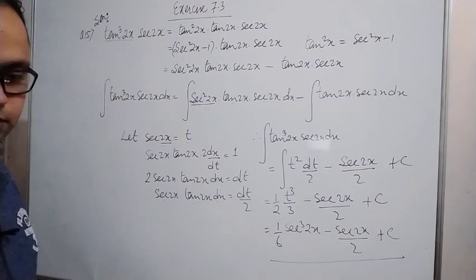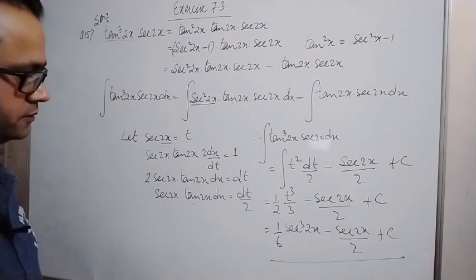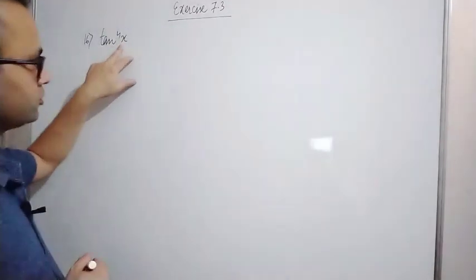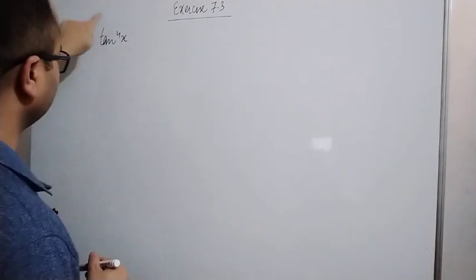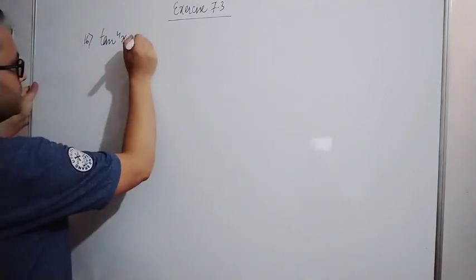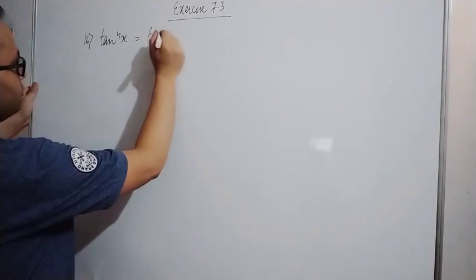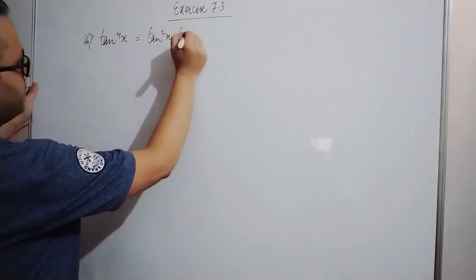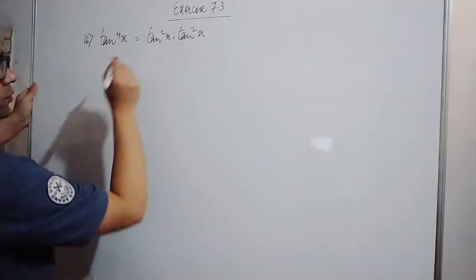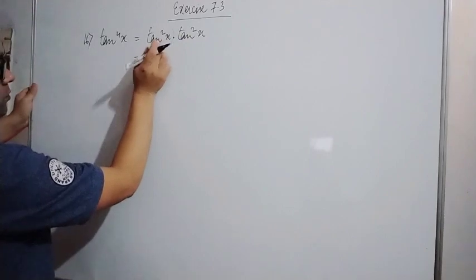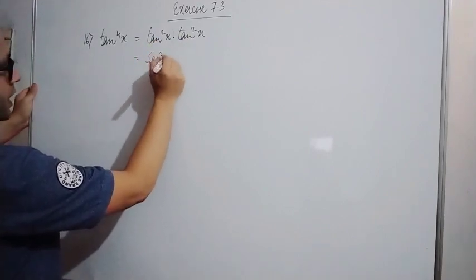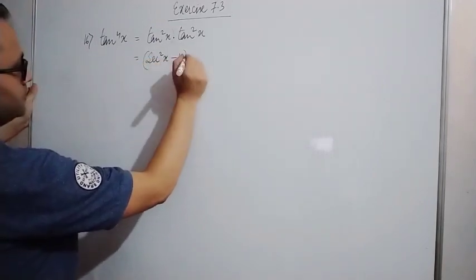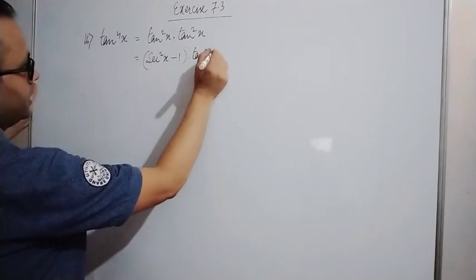Now move to question number 16. Question number 16 is tan to the power 4x. First we have to make it into standard form. So break it into two parts: tan to the power 4x is tan square x into tan square x. Now put the formula: tan square x is sec square x minus 1, into tan square x.